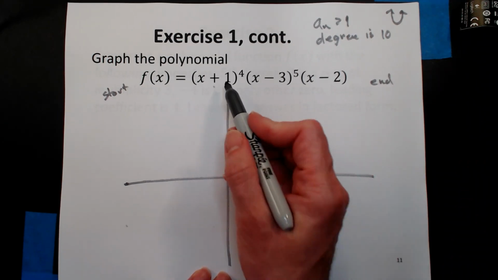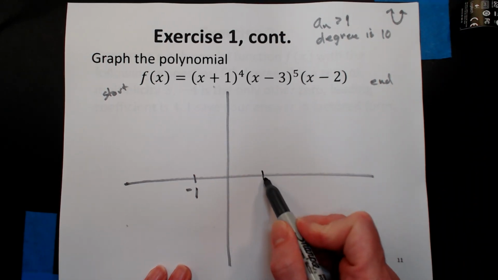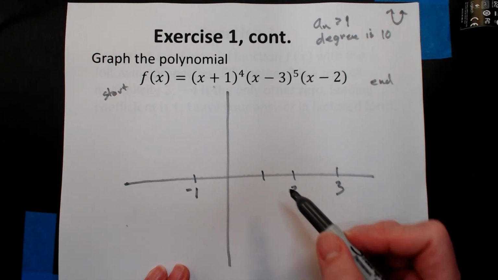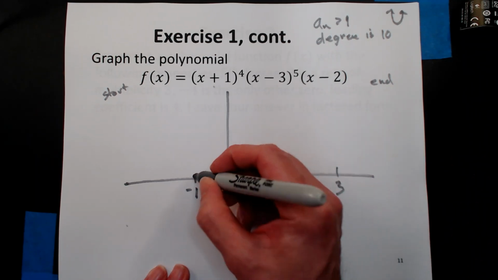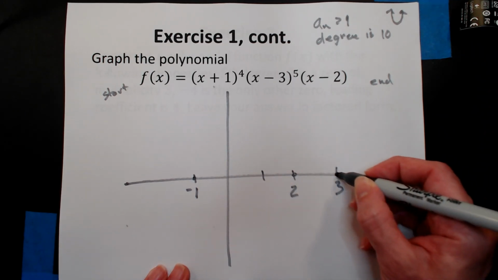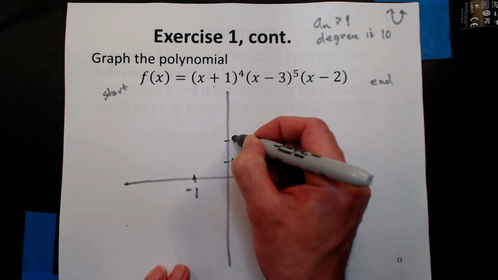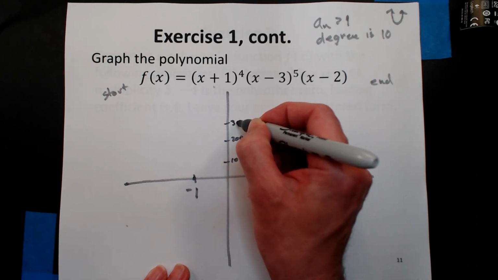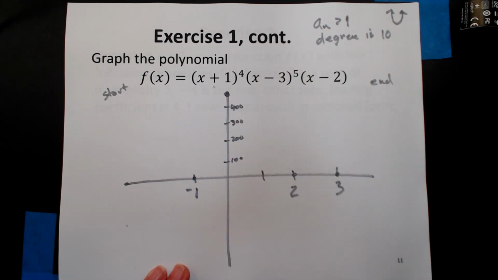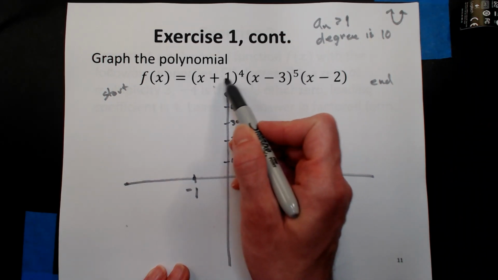All right, so where do we cross? We're going to cross at -1. We're going to cross at +3. And we're going to cross at 2, or touch, sorry, we may not cross there. So I'm going to have a point here, here, and here. And then I'm going to go by hundreds, 100, 200, 300, 400, and then we cross our y-axis way up there.